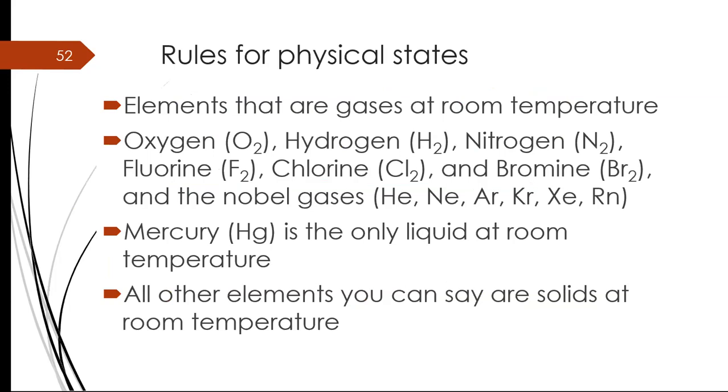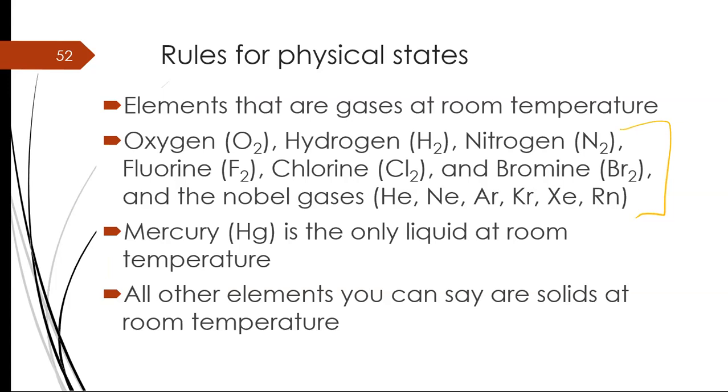So we're going to do states first, and then we're going to work on balancing them. The rules for our physical states are that elements that are gases at room temperature are only these ones here. So oxygen, hydrogen, nitrogen, fluorine, chlorine, bromine, and then all of the noble gases. So it's a fairly short list, and that's because it's pretty much some of our non-metals, and then our noble gases.